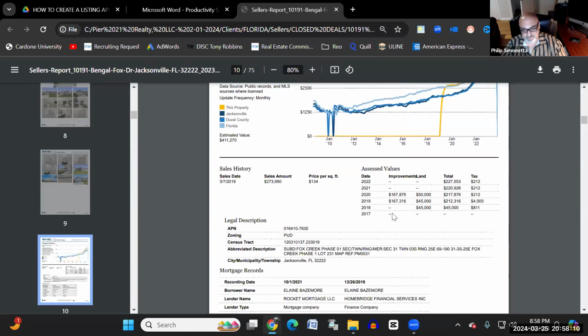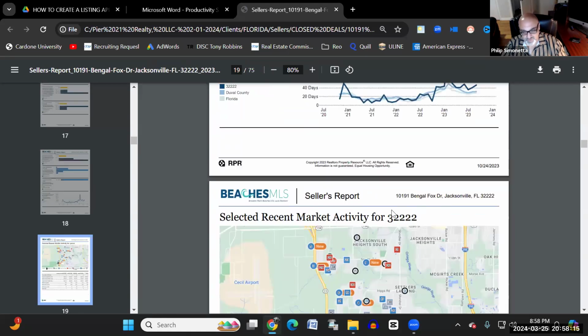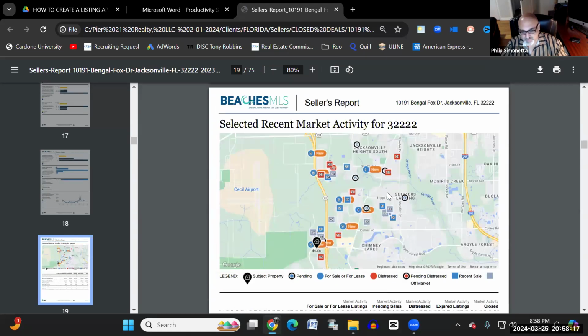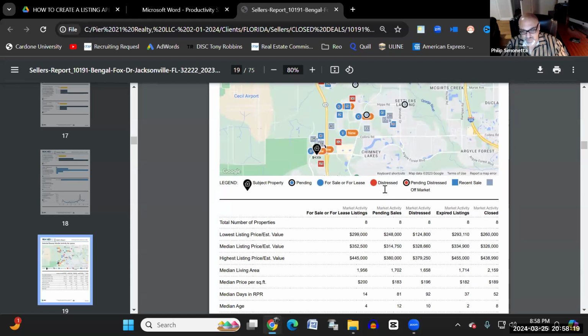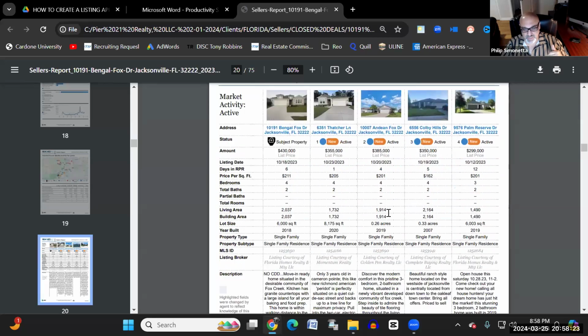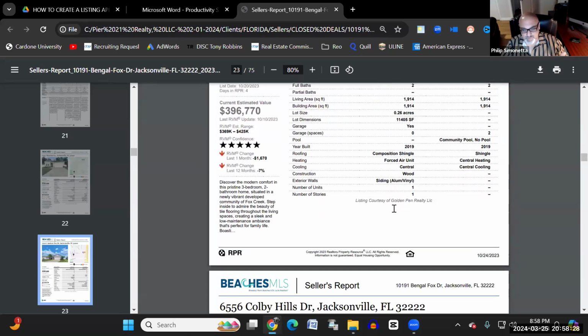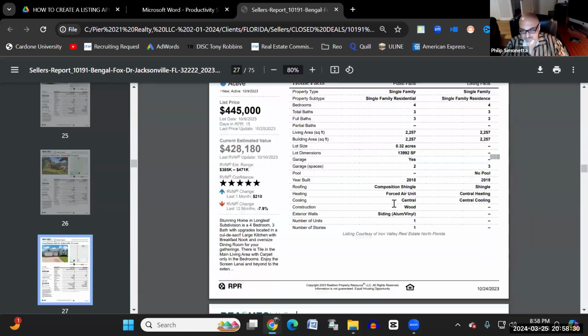Everything for the property. All the details, all the tax information, all the comparisons, all the market trends. All the properties that are for sale, on the market, pending, distressed. Here's her property. Here's all the new listings on the market. There's one page for all the listings on the market against her.